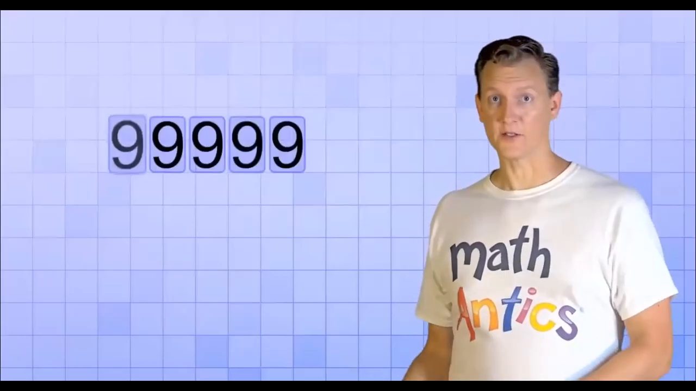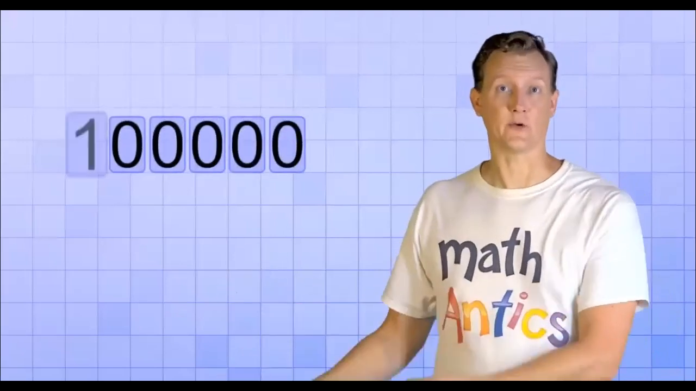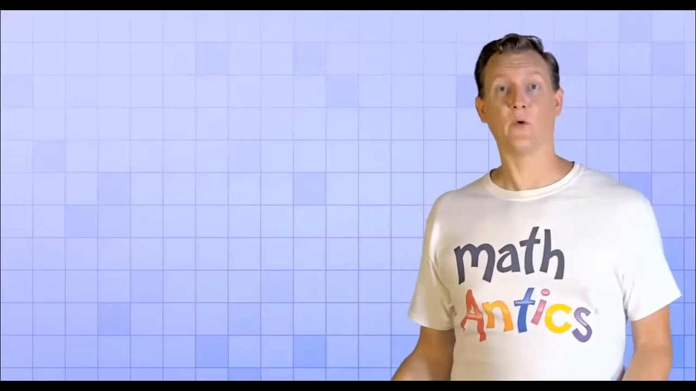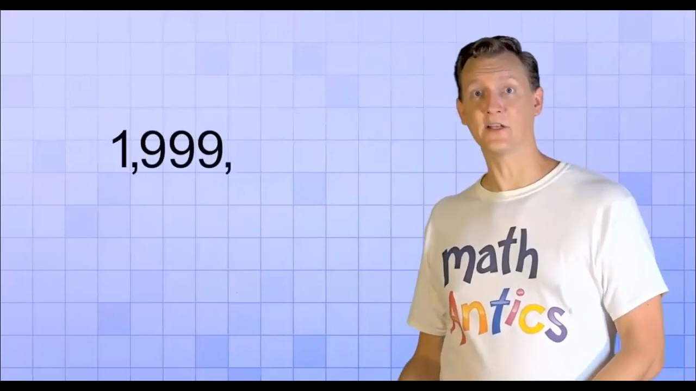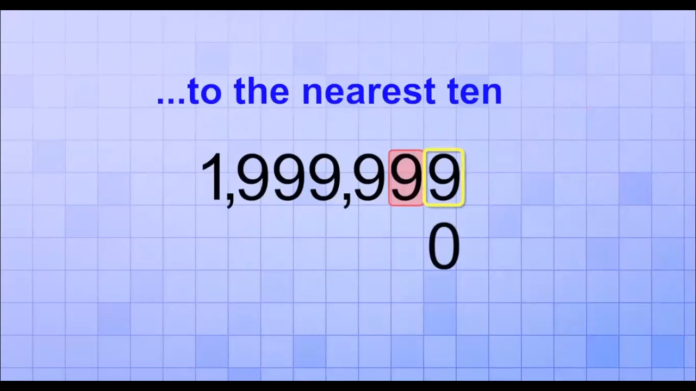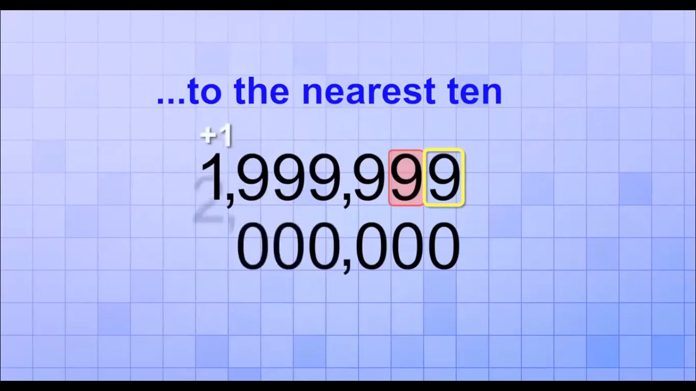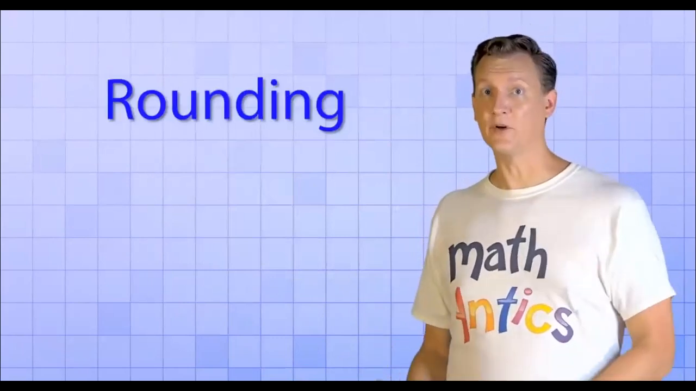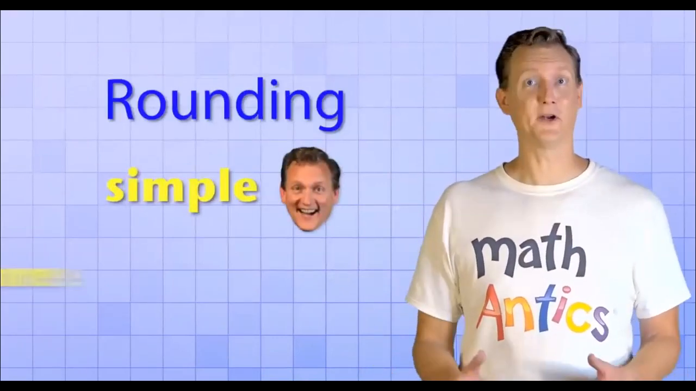If you have a lot of 9s, rounding can bump them all up like a chain reaction. Like, what if you need to round 1,999,999 to the nearest 10? The 9 in the ones place tells us that we need to round our target digit up by 1, but it's already a 9, so we need to 0 it and increase the next number place. But that's already a 9, so we need to 0 it and increase the next number place. But that's already a 9, and so the pattern continues until we end up with 2 million as our final rounded number. So sometimes rounding a number is pretty simple, and other times it's a little more involved.